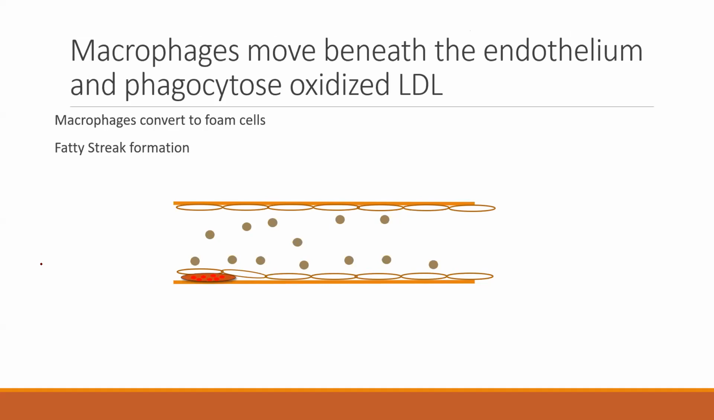The macrophages will now move beneath the endothelium, and they phagocytize the oxidized LDL. Macrophages, as it turns out, are loaded for bear when it comes to taking up LDL. They have multiple receptors, not just for native LDL, but some receptors can handle both oxidized and native LDL. And then some specialize on oxidized LDL.